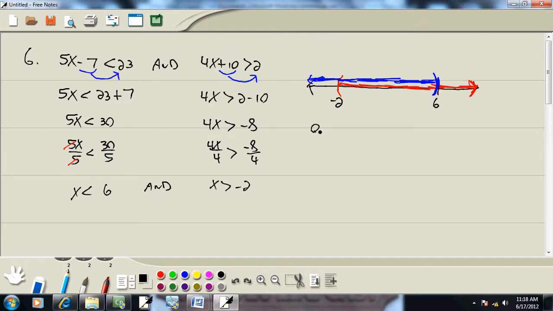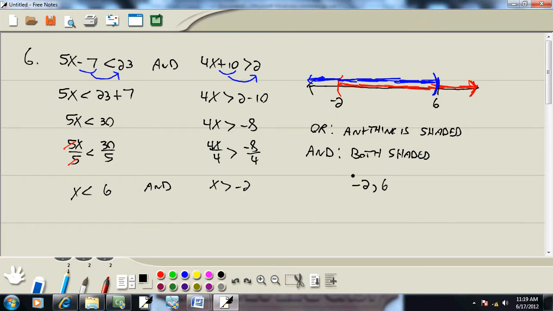Now if we have an or between the inequalities up here, then or says our answer is where anything is shaded. Now this problem's an and, but if it was an or, then our answer would be negative infinity, positive infinity. Now if you have an and, that's where they're both shaded, is our answer. So if I look at this one, they're both shaded in between negative 2 and 6. So we're going to go from negative 2 to 6.